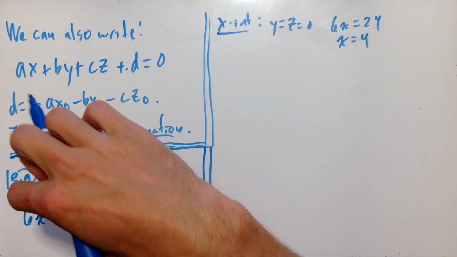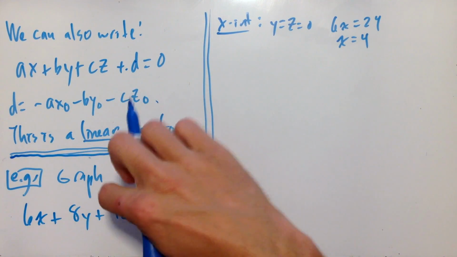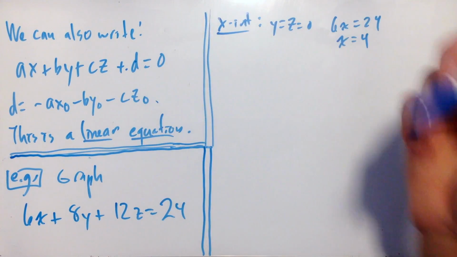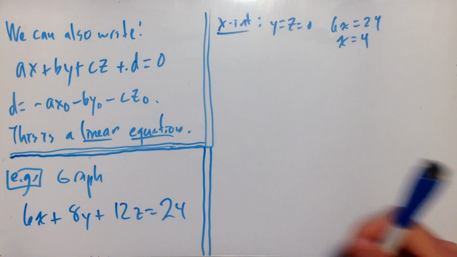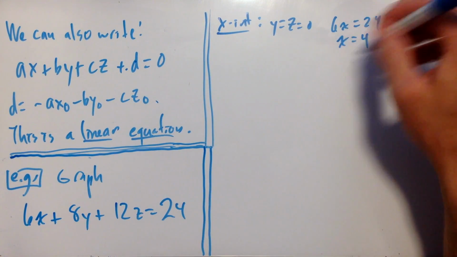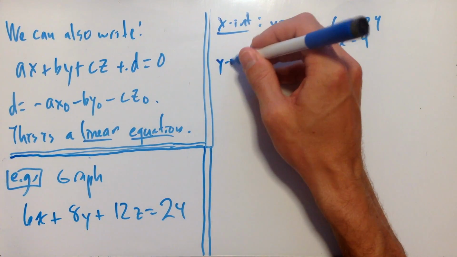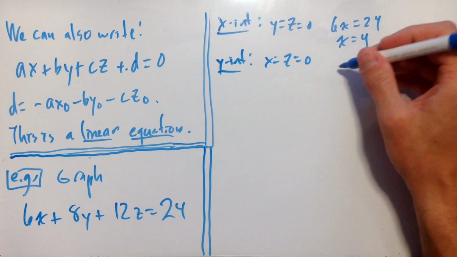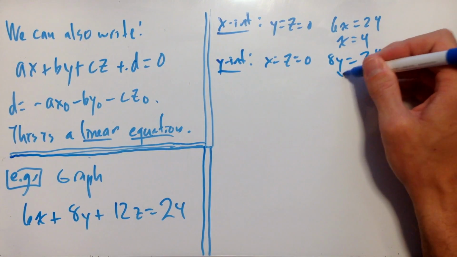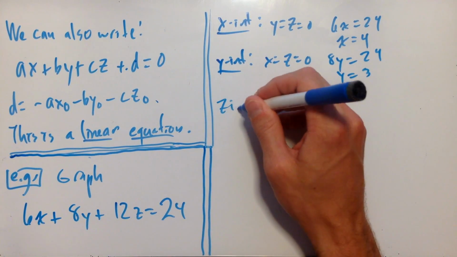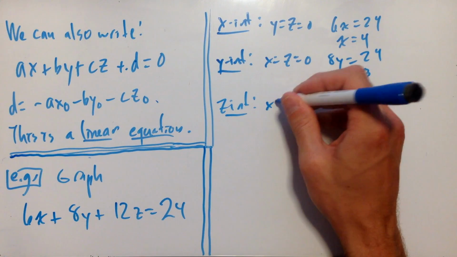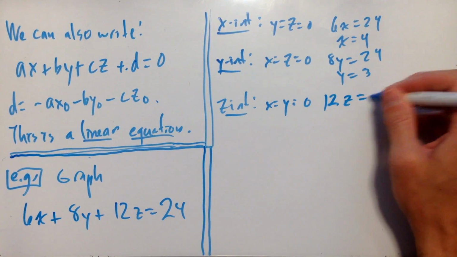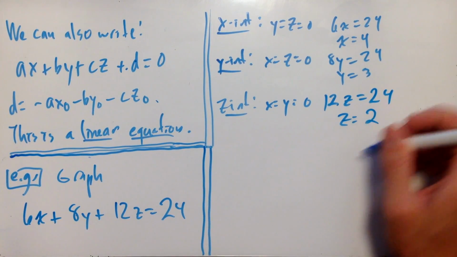So long as you have something times x plus something times y plus something times z, maybe plus a constant, is 0, or maybe that's equal to something, whatever. These are both valid. I just had it this way because it made the algebra a little easier. So my y-intercept is when x is equal to z is equal to 0. So I got 8y is equal to 24, or y is equal to 3. And finally my z-intercept is where x is equal to y is equal to 0, which gives me 12z is equal to 24, or z is equal to 2.